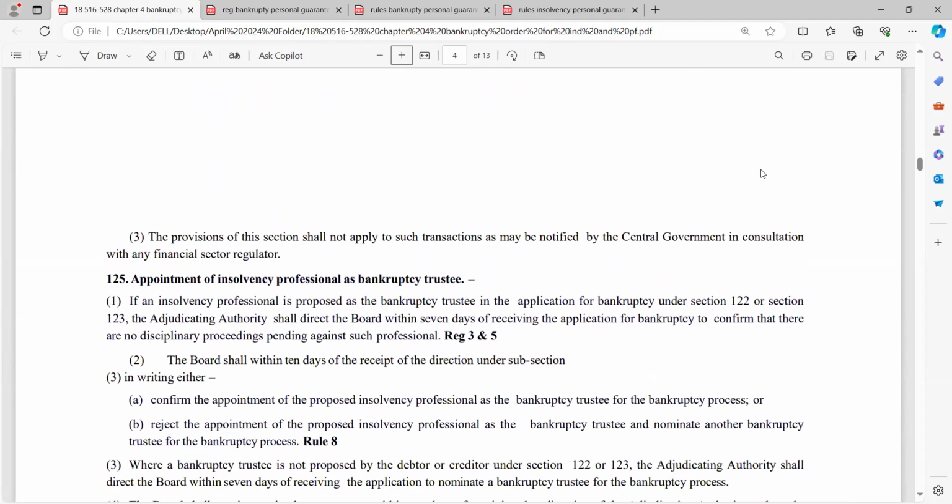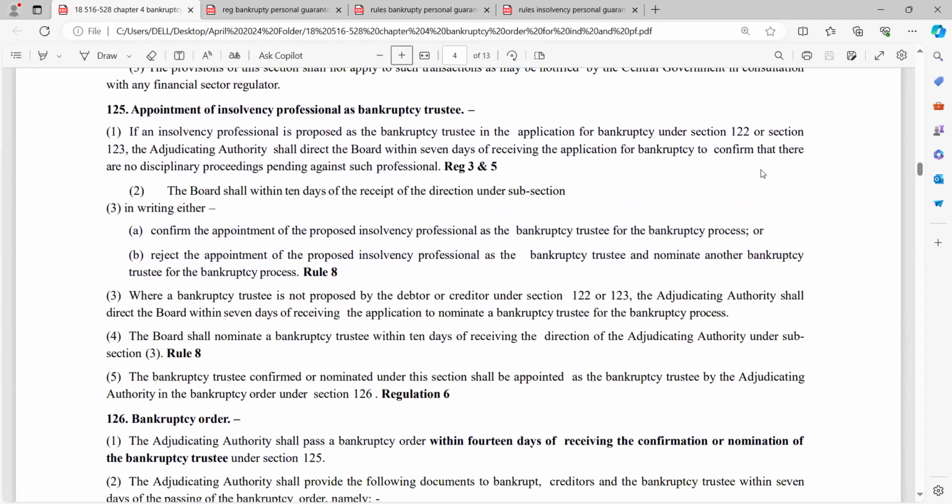Now 125, appointment of insolvency professional. The debtor or creditor may or may not give the name of the bankruptcy trustee. If the name is proposed, then disciplinary proceedings will be ensured. And if the name is not proposed, then the adjudicating authority will ask the board within 7 days, and the board will confirm within 10 days. Same regulations.